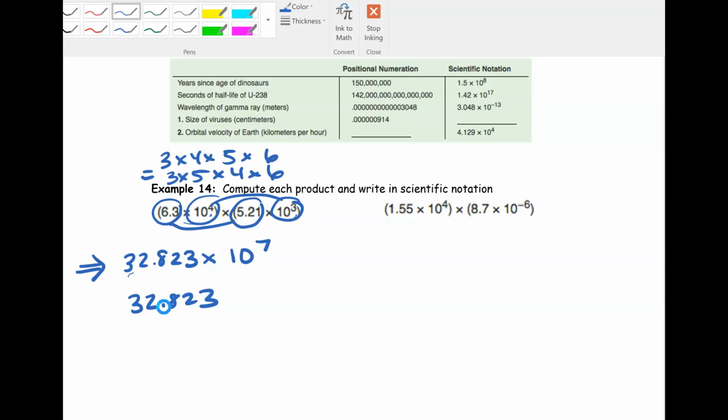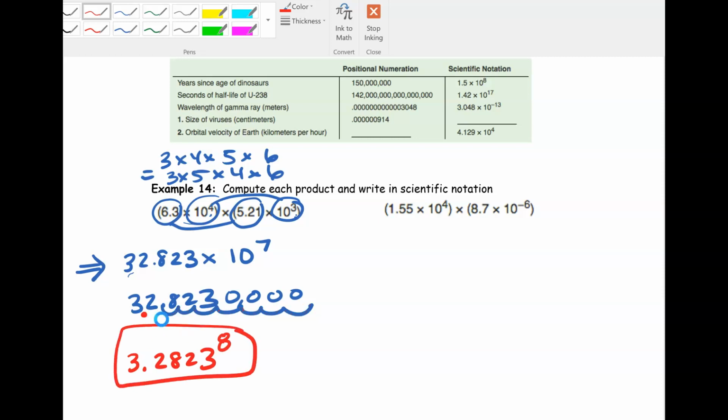If we have 32.823 times 10 to the 7th, we'd go 1, 2, 3, 4, 5, 6, 7. So this is the number that we essentially got. We want the decimal to be here. If we want it to be 3.2823, then it's going to have to go 1, 2, 3, 4, 5, 6, 7, 8. So it actually had to travel one more, and that's going to be our final answer.